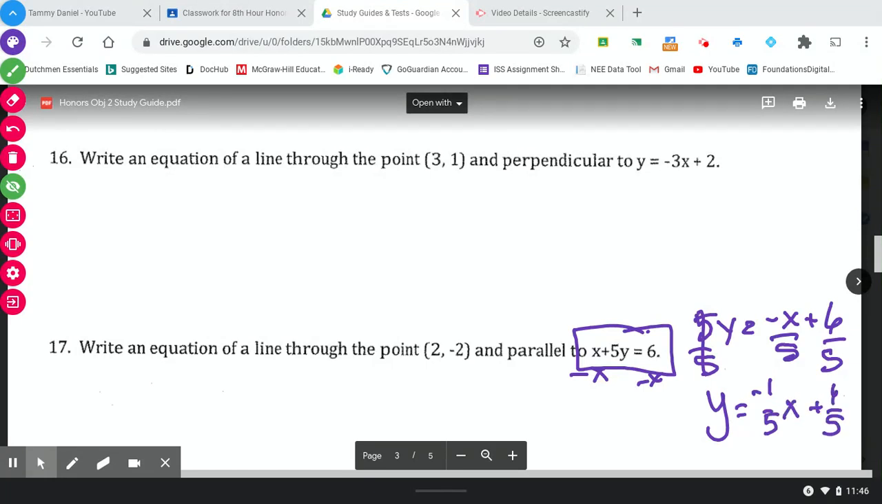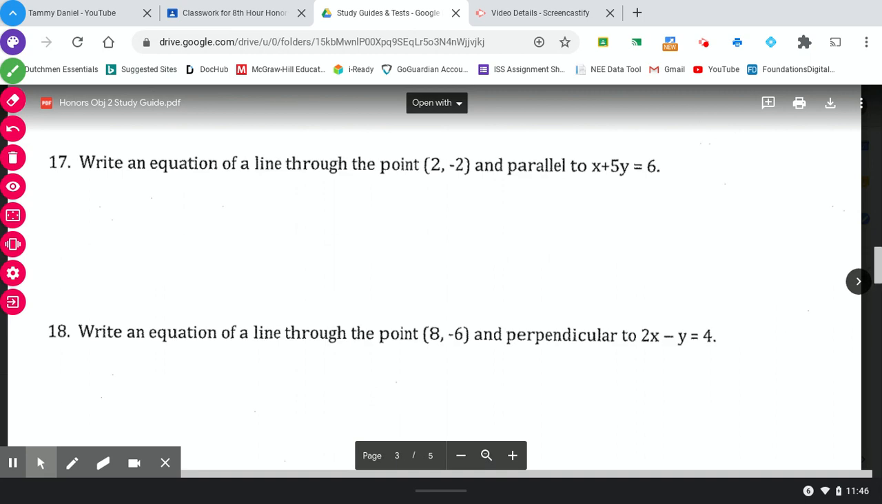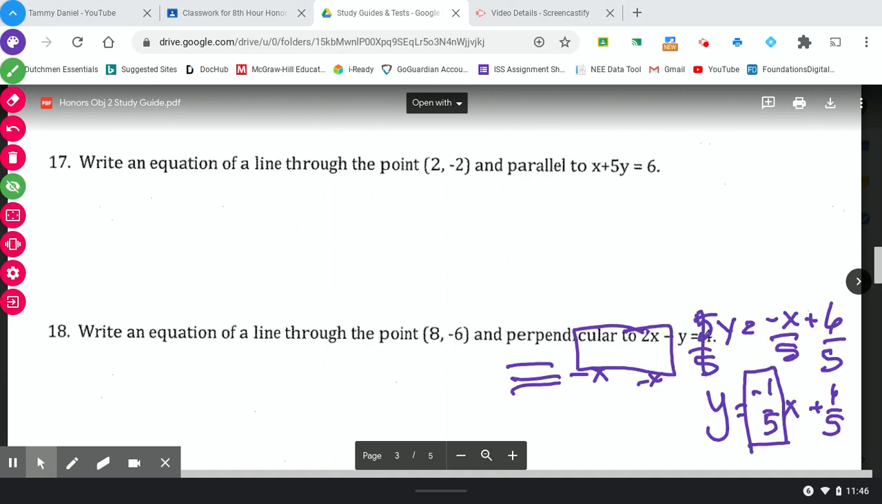Now the only thing we need from here is this right here, -1/5. And it's parallel, so our slope is also going to be parallel. So our slope is going to be parallel. So it's also going to be -1/5, same slope, -1/5. But we don't know b.